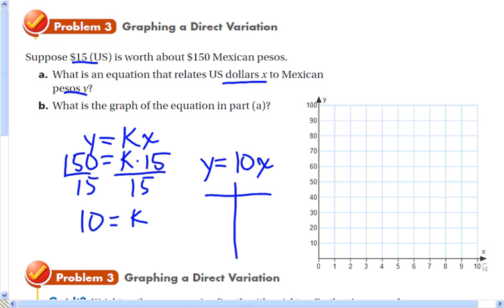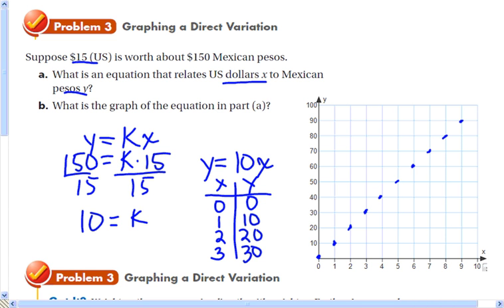So if you think about a table of input-output values for that, this being dollars: $0 is 0 pesos, $1 is 10 pesos, $2 is 20 pesos, $3 is 30 pesos, and so on. That would produce a graph that looks like this.